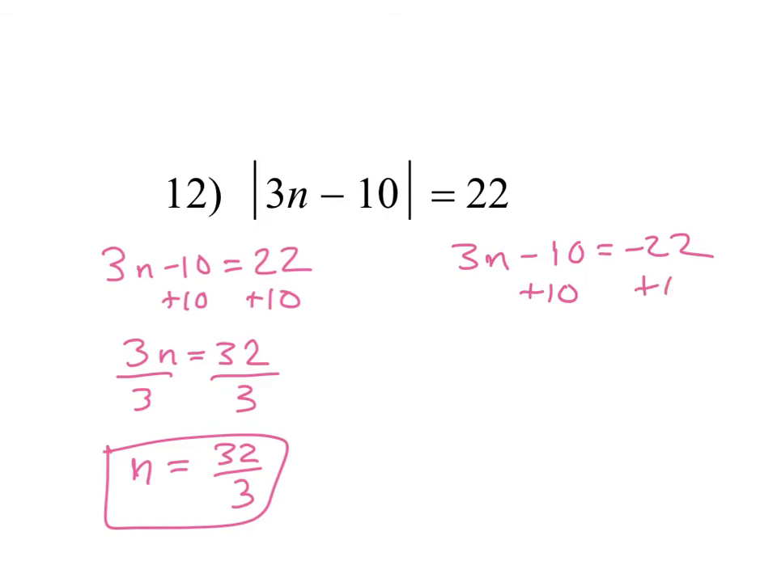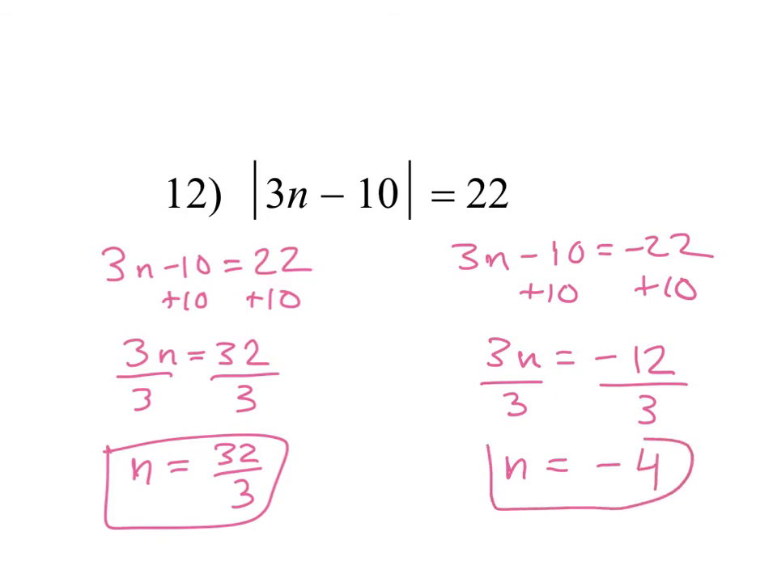On the next equation, we add 10, so we have 3n is equal to negative 12. We divide both sides by 3, so n is equal to negative 4. Any questions?